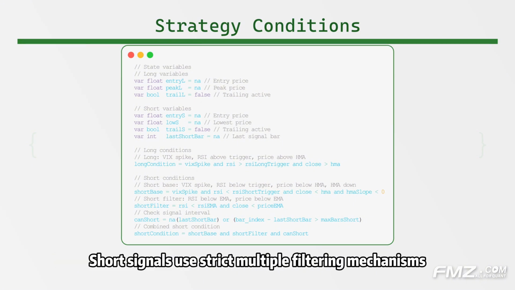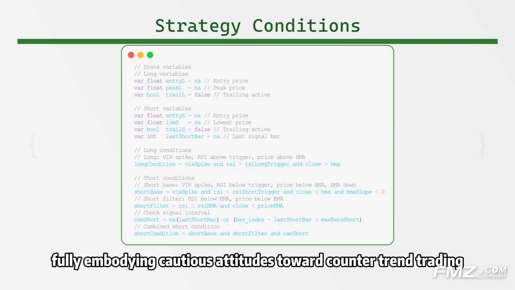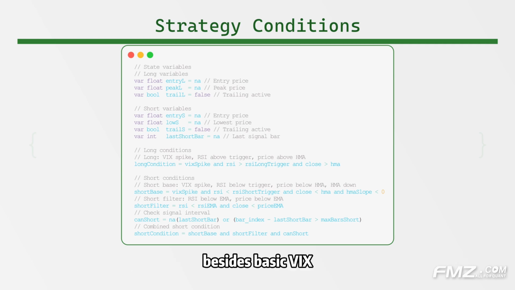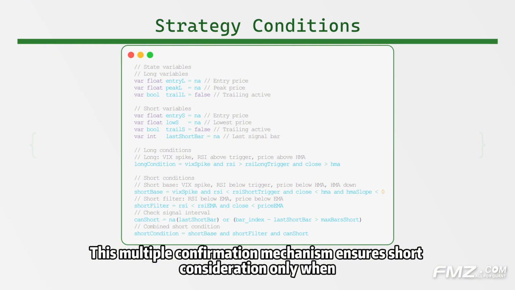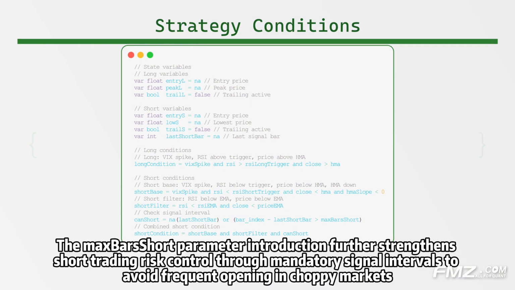Short signals use strict multiple filtering mechanisms, fully embodying cautious attitudes toward counter-trend trading. Besides basic VIX, RSI, and HMA verification, it also requires RSI below its EMA and price below long-term EMA. This multiple confirmation mechanism ensures short consideration only when markets truly enter weak states. The max bar short parameter introduction further strengthens short trading risk control through mandatory signal intervals to avoid frequent opening in choppy markets.